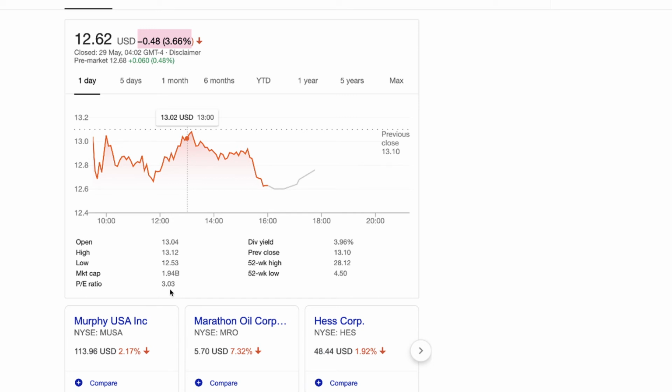So as a general rule of thumb, a lower price to earnings ratio is likely going to be a bit more attractive to investors.